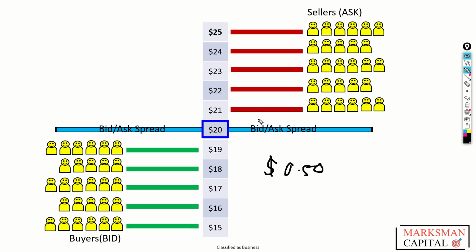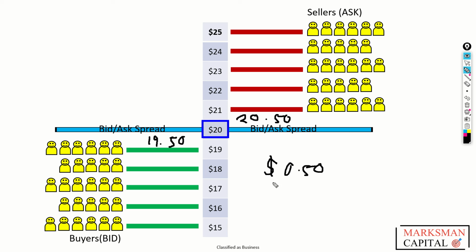In this case, if you're a buyer and the last quote price is about 20, you would be buying around 20.50. And if you have to immediately sell or short sell the stock at a quoted price of 20, you would be short selling around 19.50.